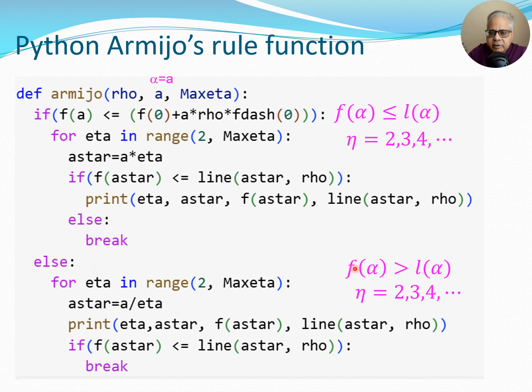Now the second situation happens when the function value is greater than L, and this often happens if the alpha value is pretty large. So in that case, we will again go through that loop 2, 3, 4 and so on, but we are now going to get a star as a divided by the eta values 2, 3, 4. So the first value will be 2, next will be 3 and so on. So essentially we are shrinking this a star, and in each case we are going to print the values of a star, the function value and the line value. And if we encounter the situation where the function value becomes lower than the line value, at that instant itself we break out of this particular statement. So that's something to keep in mind.